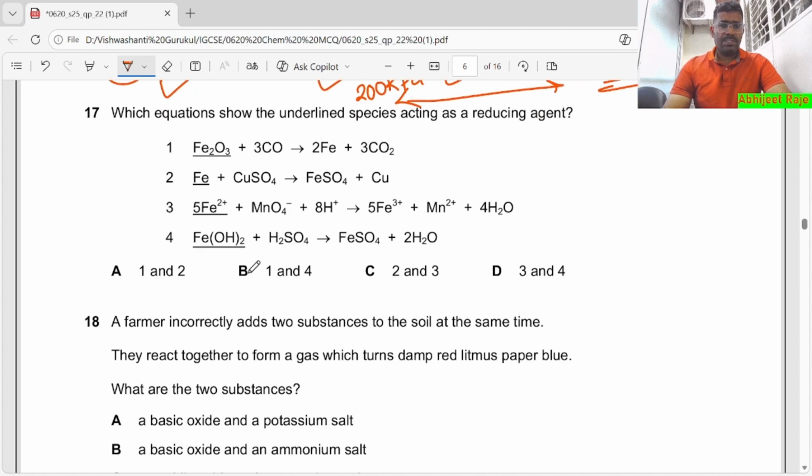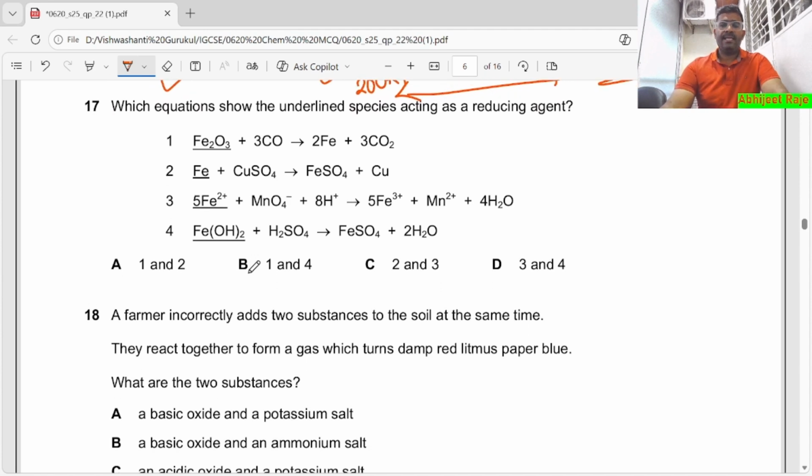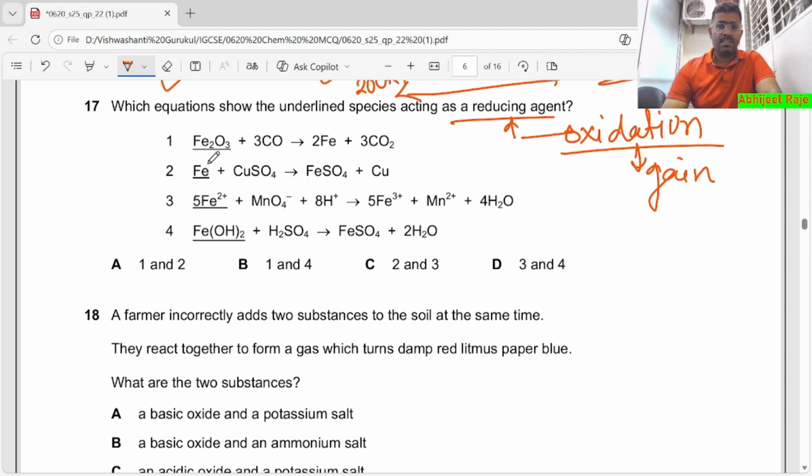Next, which equation shows the underlined species acting as a reducing agent? Now this is very important. The question is from your Redox chapter, right? Oxidation and reduction. Now, a reducing agent should undergo oxidation. This is very, very important. Agent should undergo oxidation.